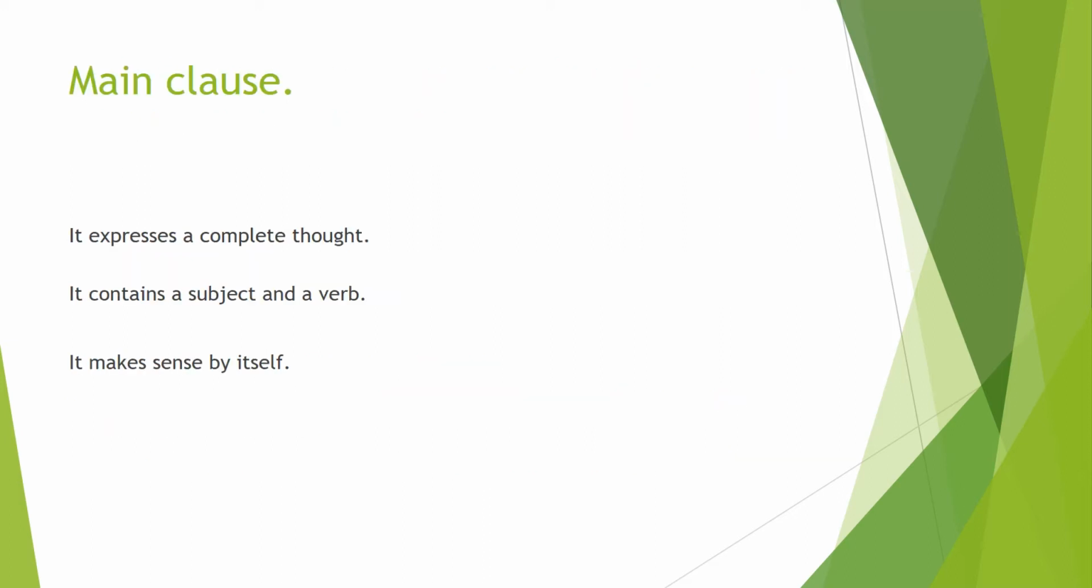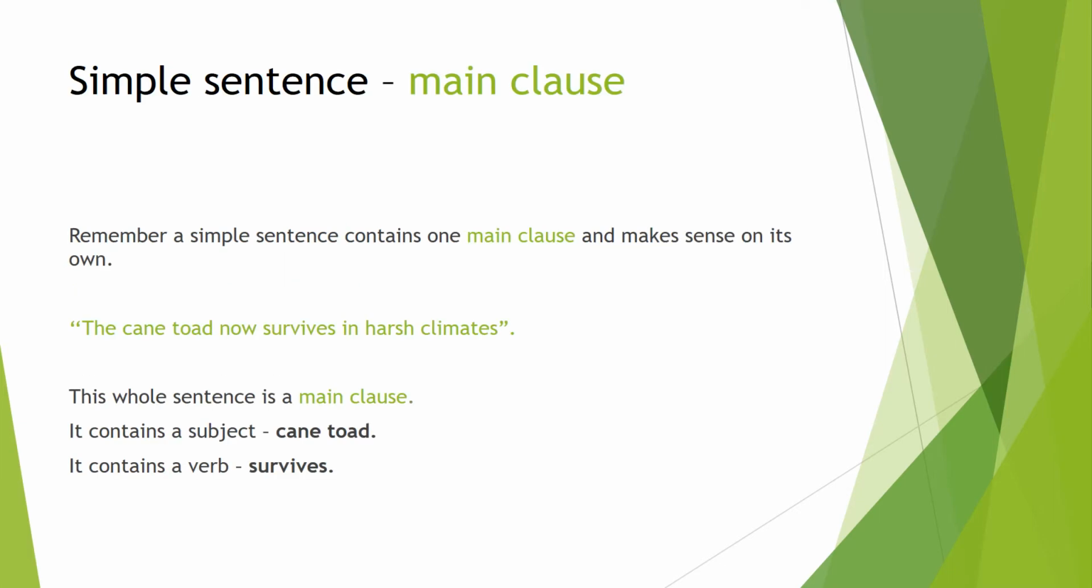Let's start looking at the main clause. It expresses a complete thought, it contains a subject and a verb, and it makes sense by itself. So when we look at the simple sentence, remember a simple sentence contains one main clause and makes sense on its own. We've got here, the cane toad now survives in harsh climates. It contains a subject, which is cane toad, and it contains a verb, which is survives.